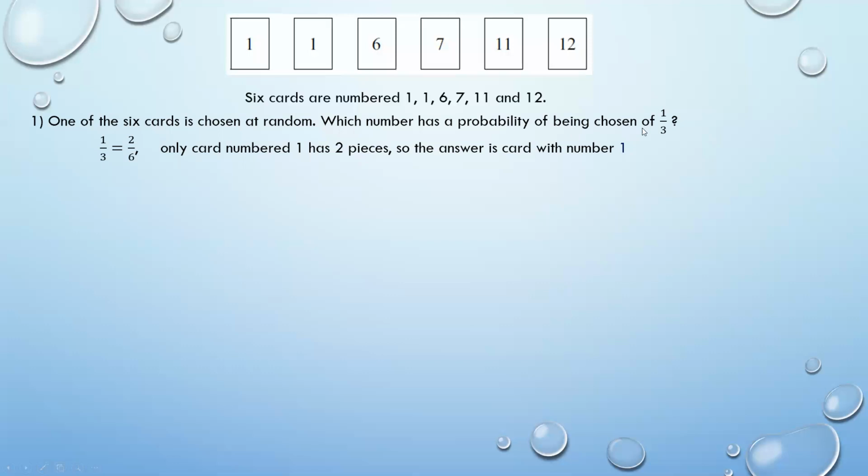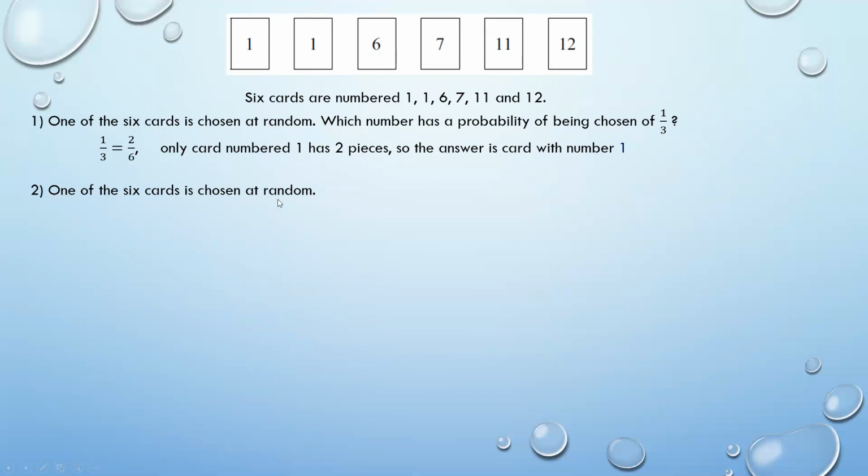Which card has a probability of being chosen as 1/3? So you need to get 1/3. It's actually 2 out of 6. So 2 out of 6, the only chance is the card with number 1, right? We have 2 cards of 1. That's why the answer is 1, because the question is asking what number has a probability of being chosen of 1/3. So the only chance is 1 only. The rest are just single cards, so no, cannot.